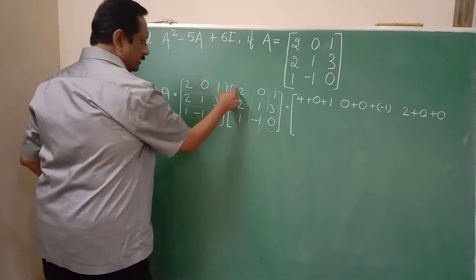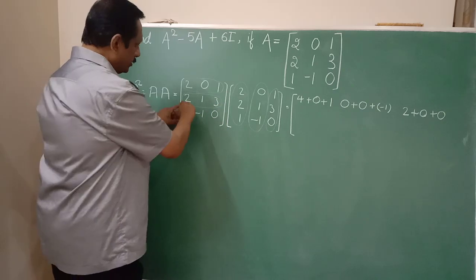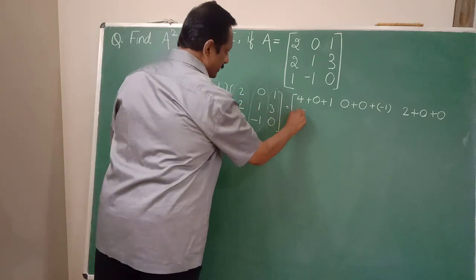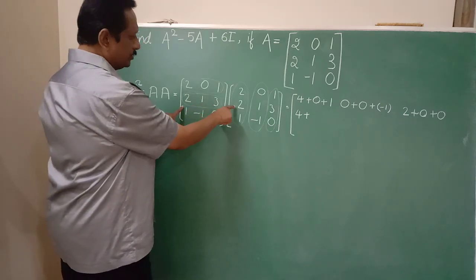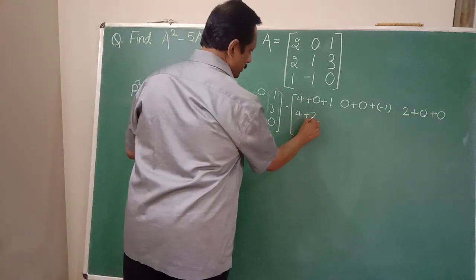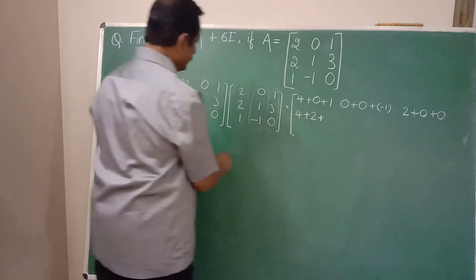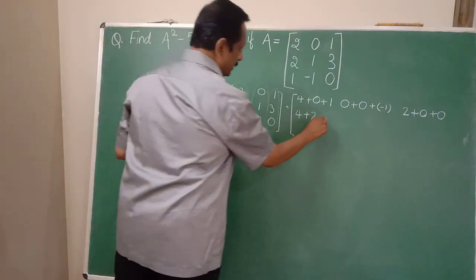Similarly, multiply this second row with this first column here. 2 into 2 becomes a 4. So write here 4 plus. Then 1 into 2 becomes a 2. So write here 2. Then plus 3 into 1 is a 3 here. So write here 3.